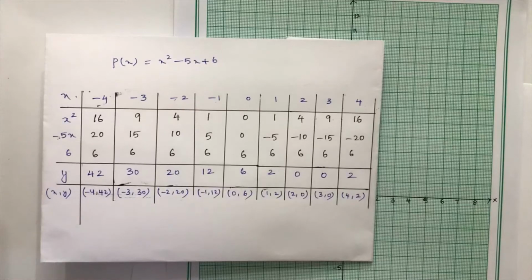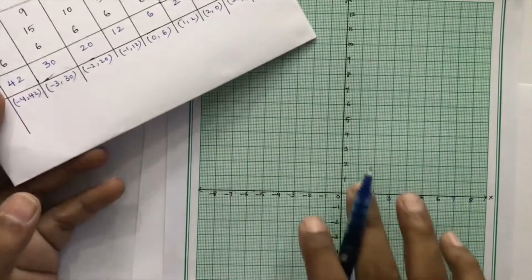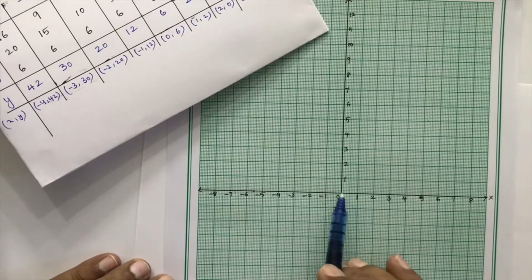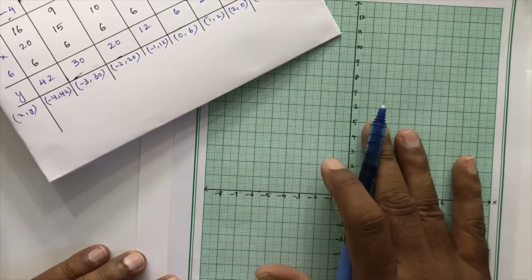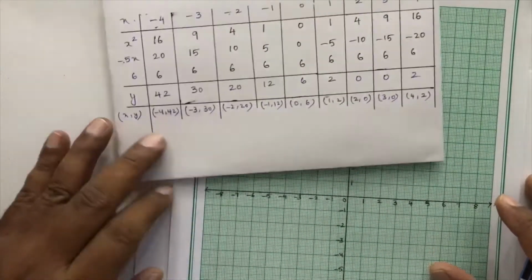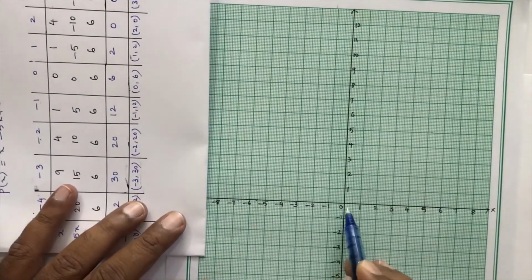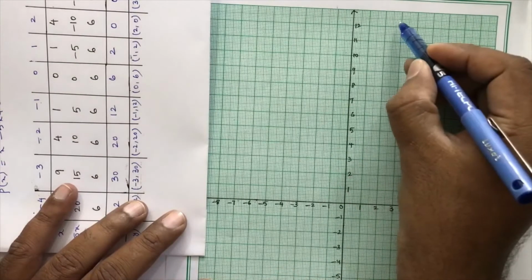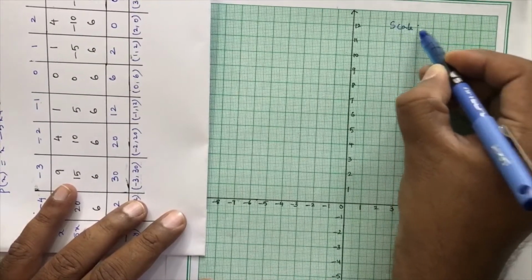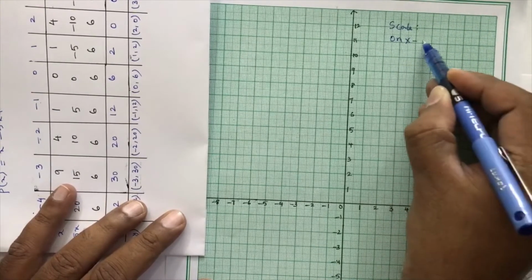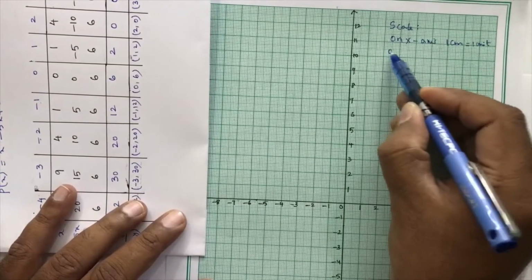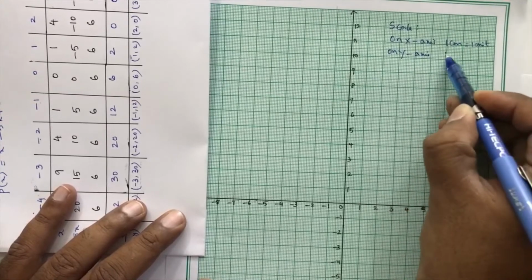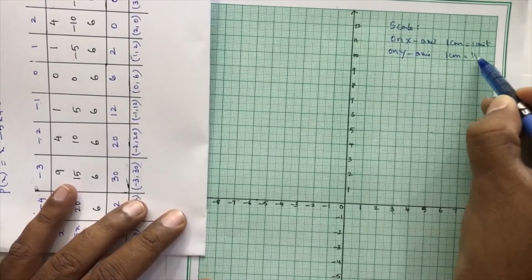Now here I already wrote the values on the graph paper with a pen so that it will be clear for the video. But compulsorily you need to write the values with a pencil. Everything on the graph paper you should do with a pencil. Now I'll plot these values. Before that, some important points: I took a scale of 1 centimeter equals 1 unit. Scale is the most important topic. On the x-axis 1 centimeter equals 1 unit, and on the y-axis also I took 1 centimeter equals 1 unit.